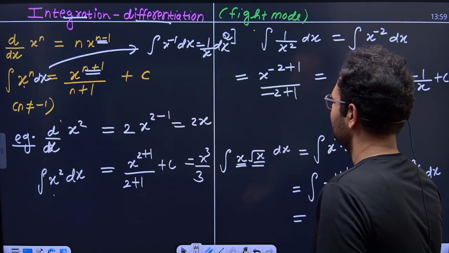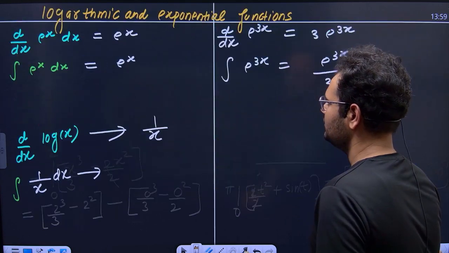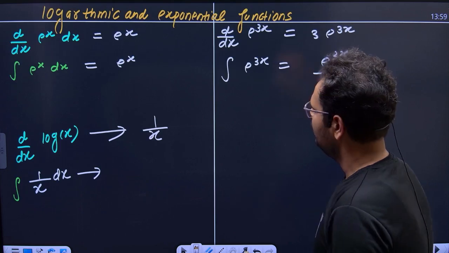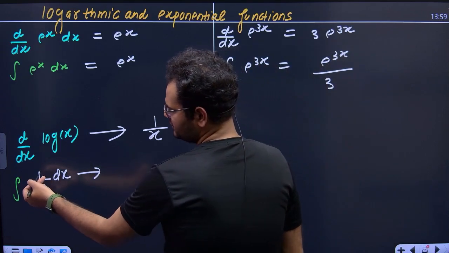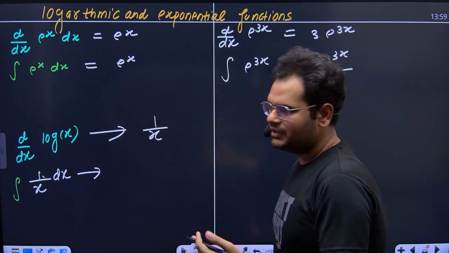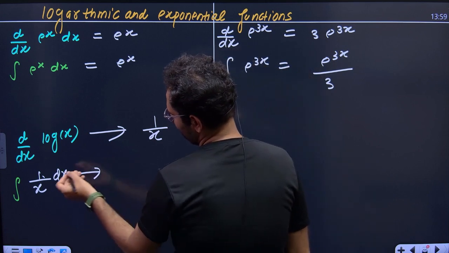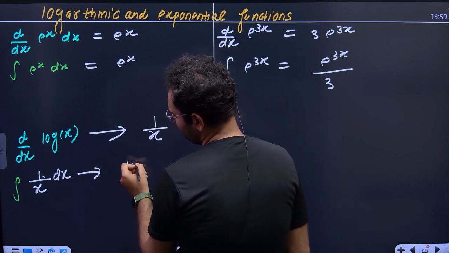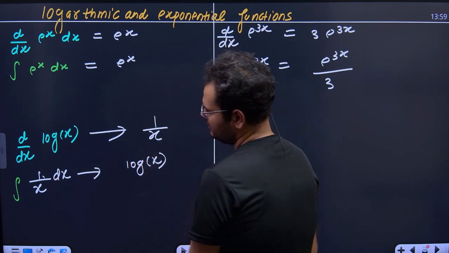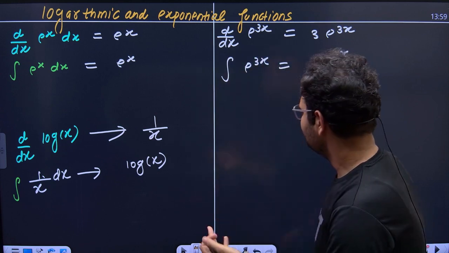Okay, so you go to the last slide. Yeah. So integration of 1 upon x dx. Log x differentiation is 1 upon x. So integration of 1 upon x dx is what? 1 upon x dx is log of x. Is it simple? Okay, let us solve an example related to this.